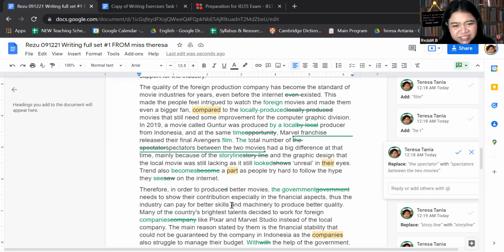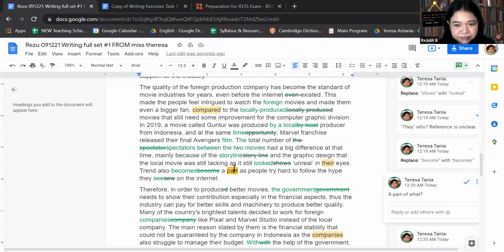The storyline looks unreal in their eyes when it comes. Together. Yeah, this one is also like there's a missing piece, a part of what.